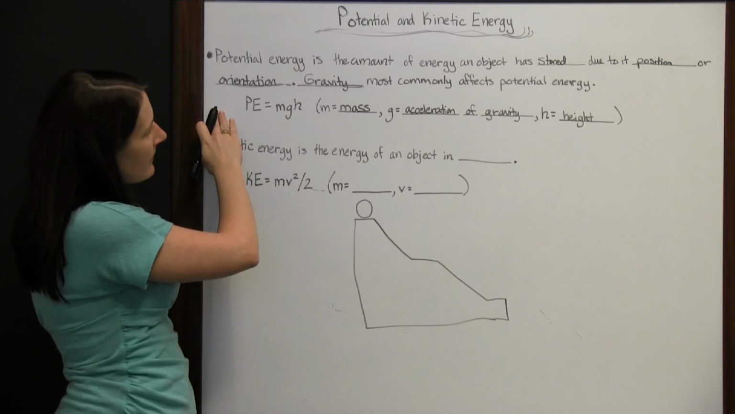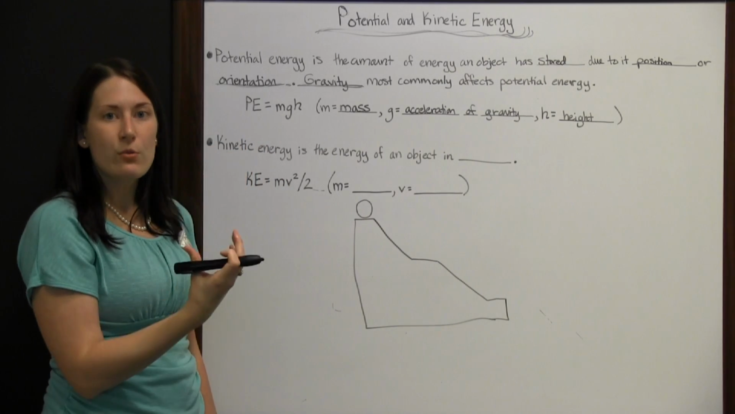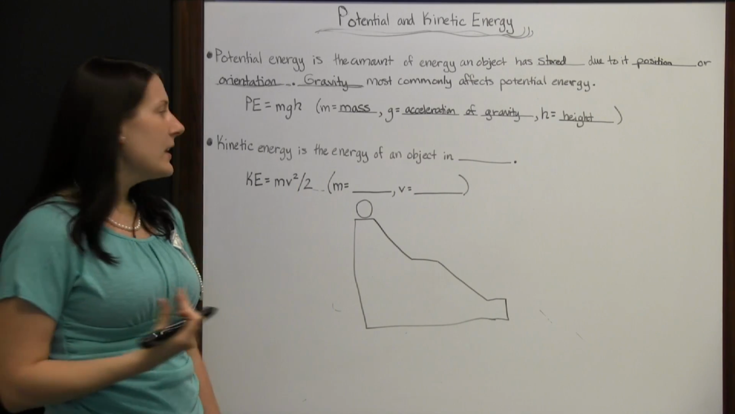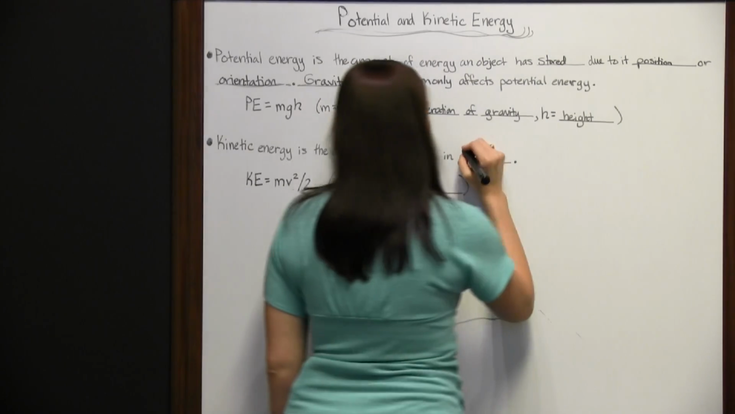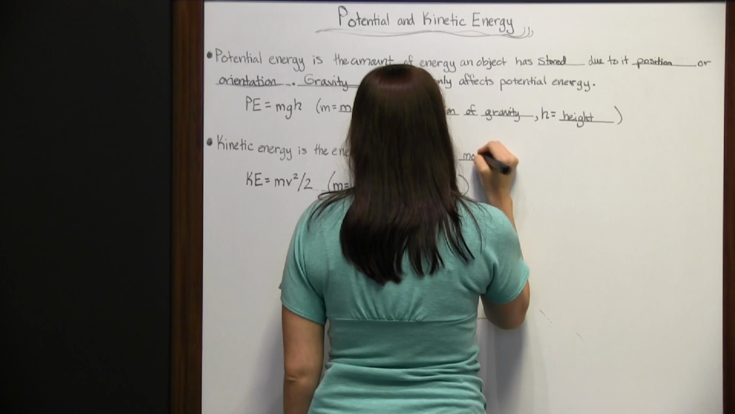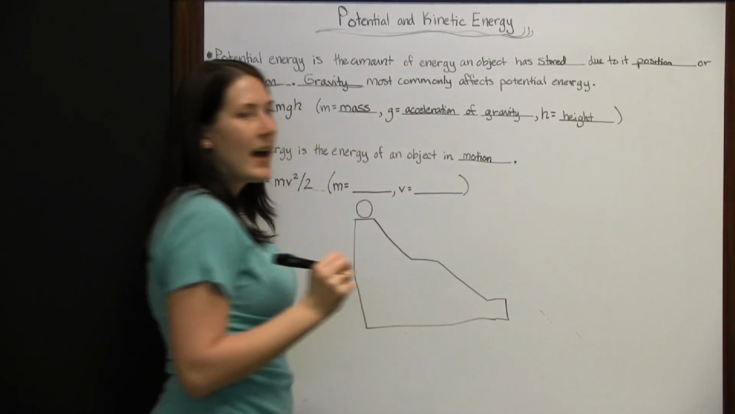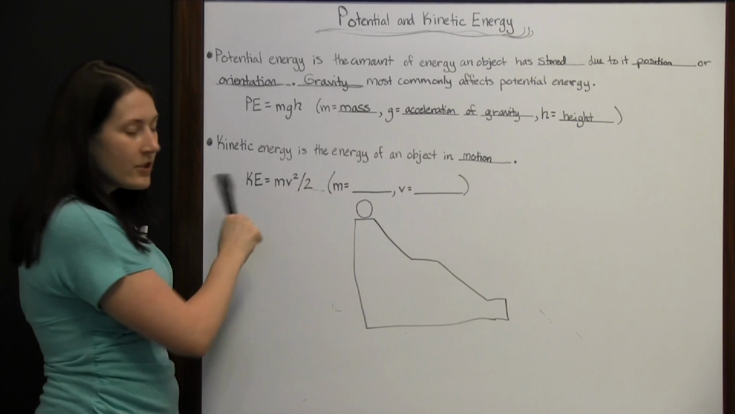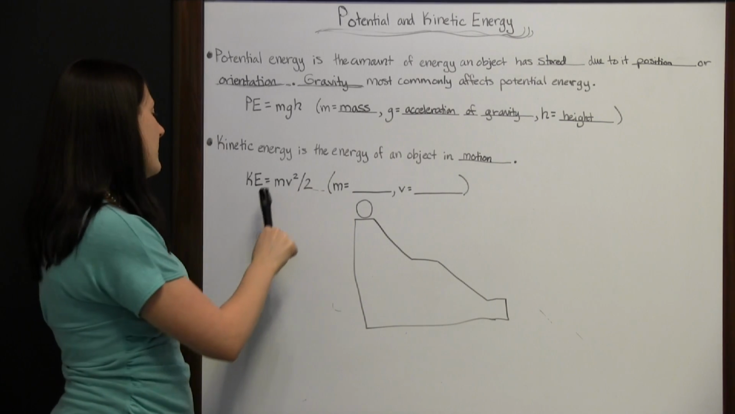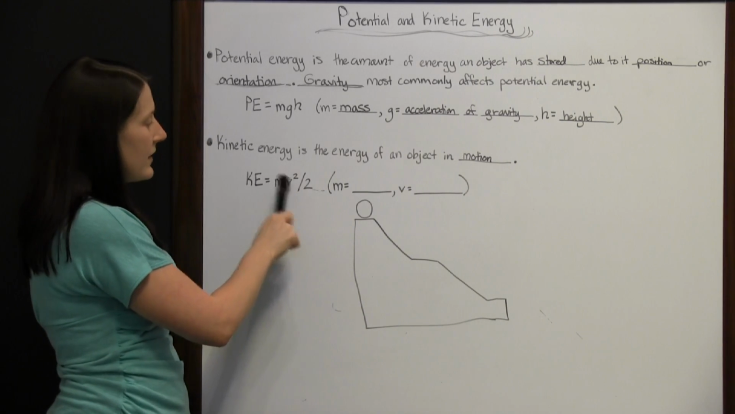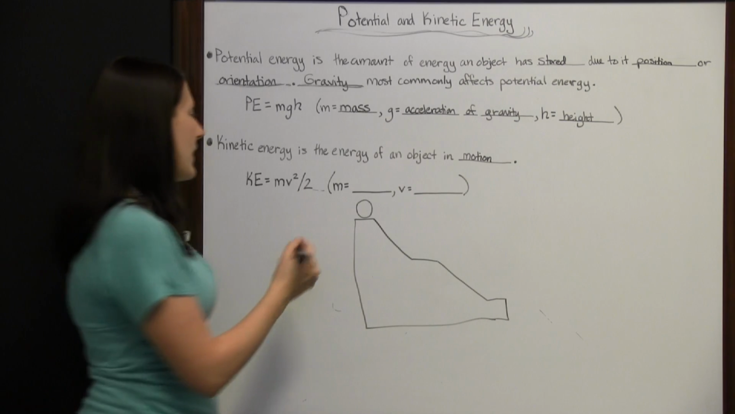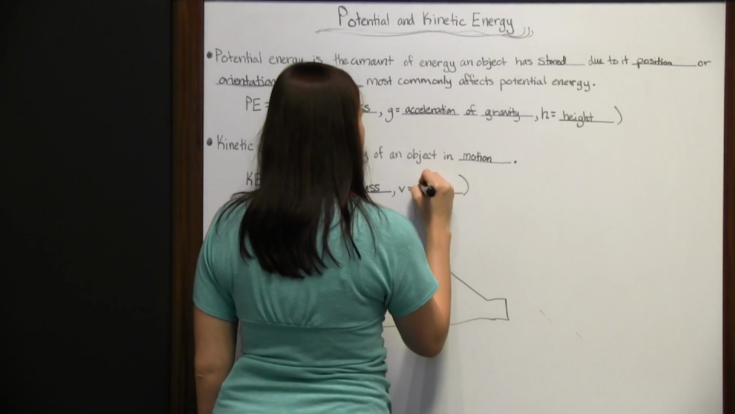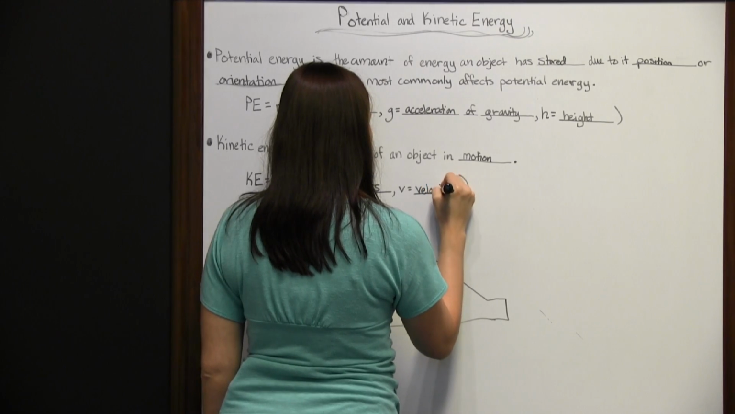So potential energy is how much energy an object has stored while it's sitting still. Kinetic energy is the energy of an object in motion. So when an object is actually moving, that is whenever you're seeing kinetic energy. And kinetic energy, KE, can be found with this formula: mv squared divided by 2, where m equals the mass and v equals velocity.